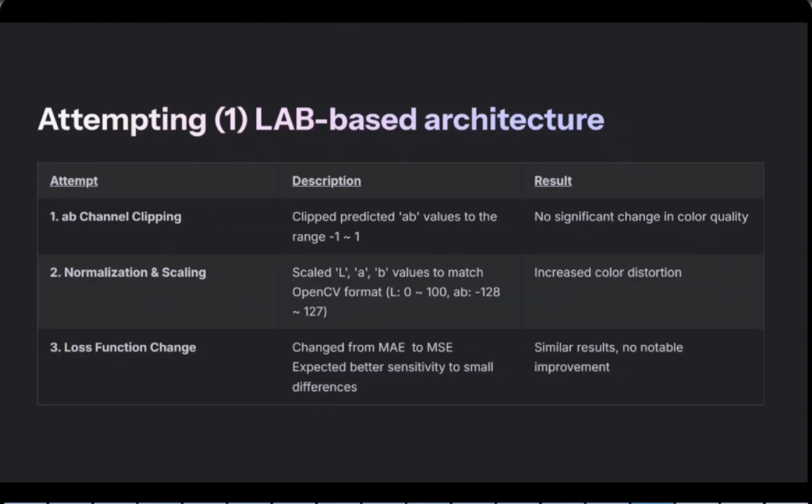Although the LAB-based structure theoretically allows for isolated color prediction, issues such as color distortion occur due to difficulties in post-processing and scale adjustment. To address these problems, we tried methods such as AB channel clipping, normalization and value range adjustment, and changing the loss function, but none of these attempts produced meaningful improvements.